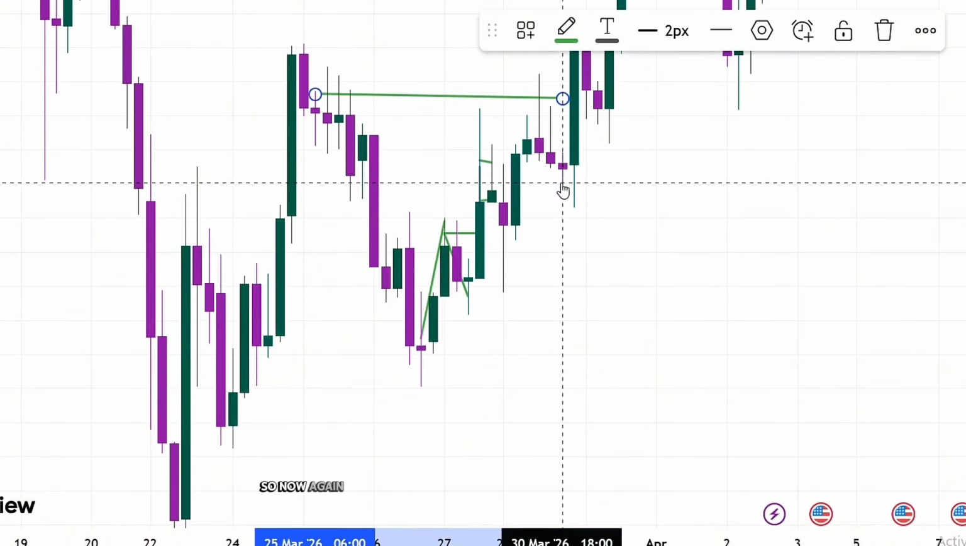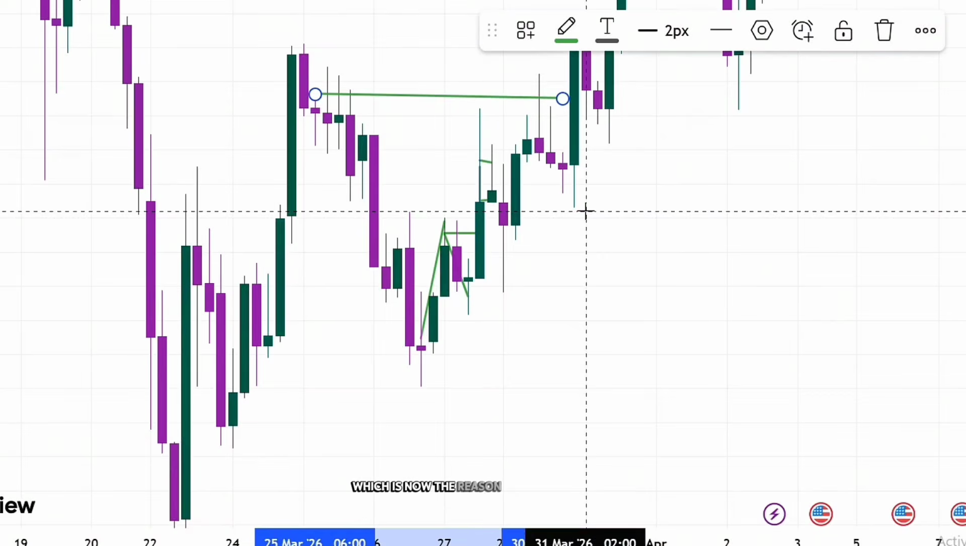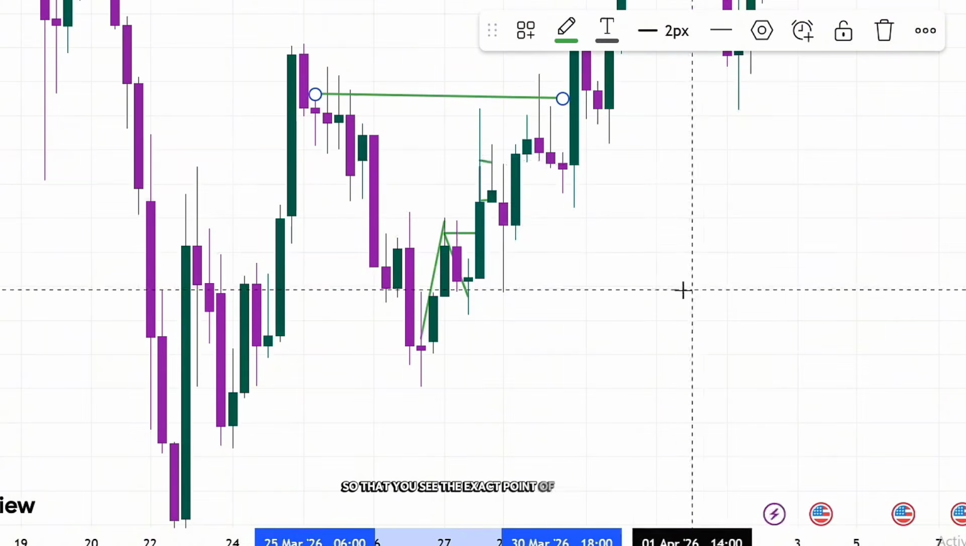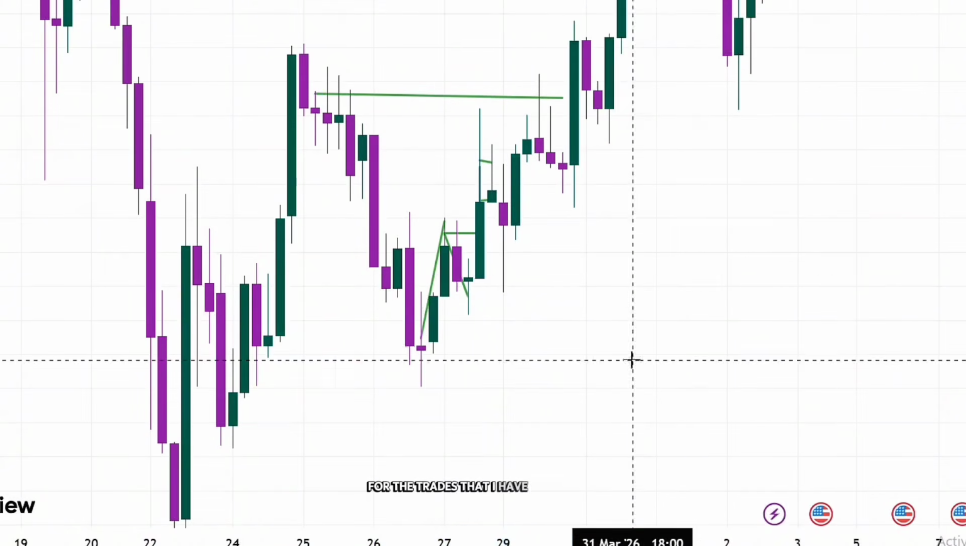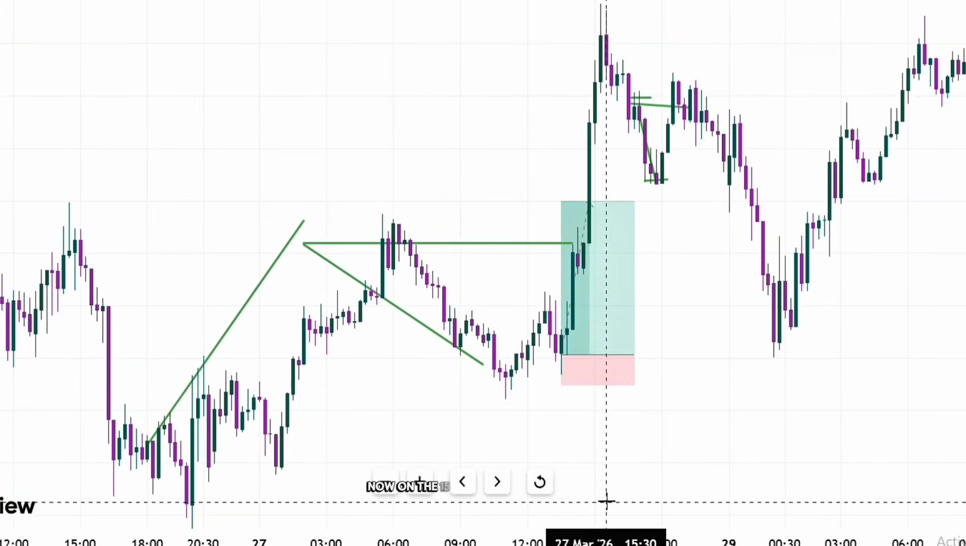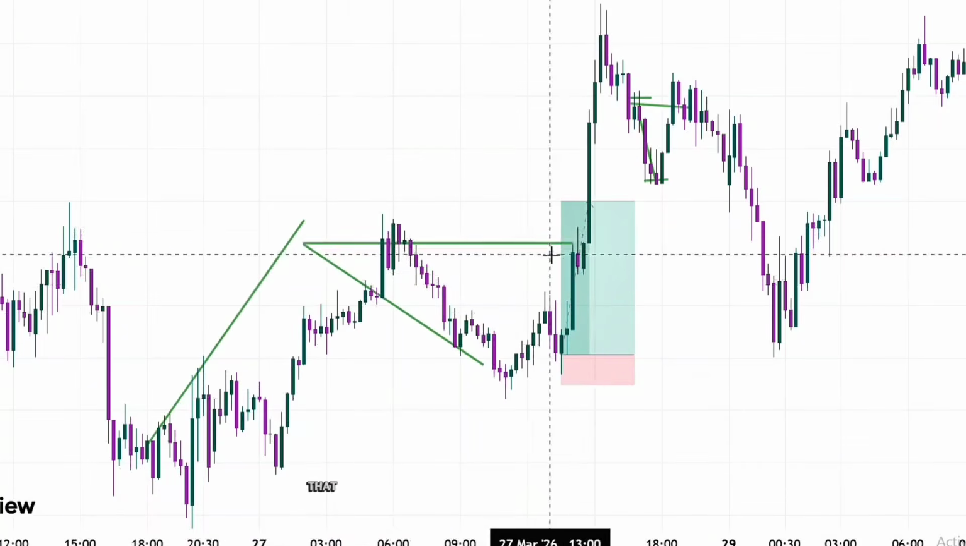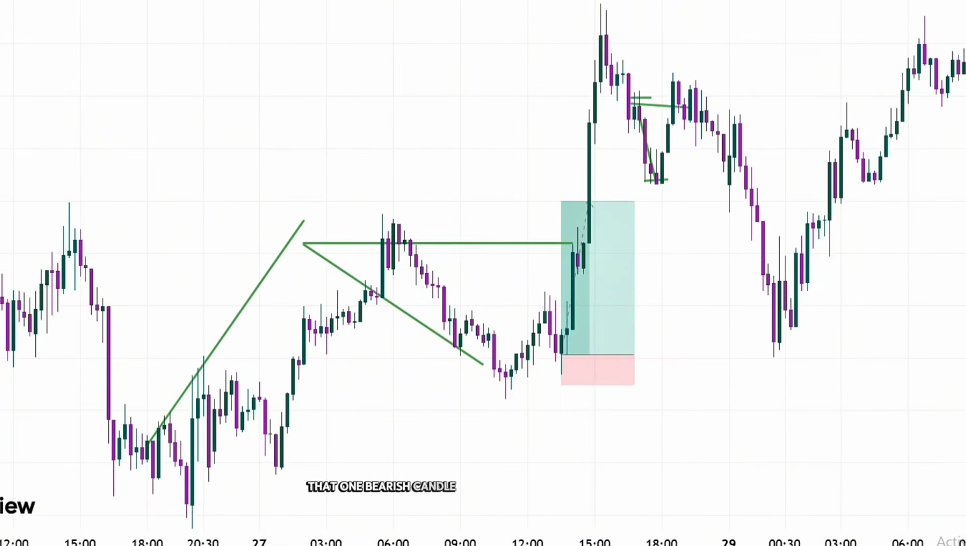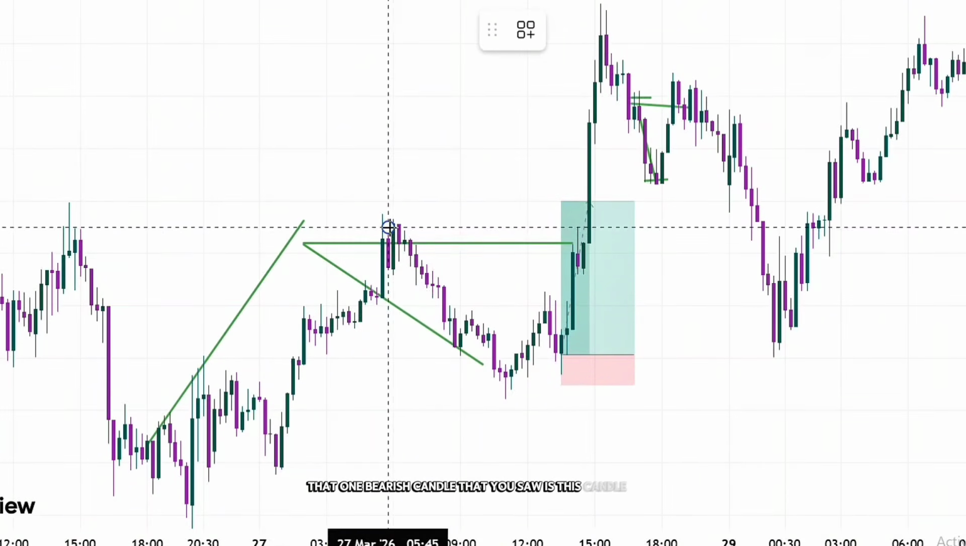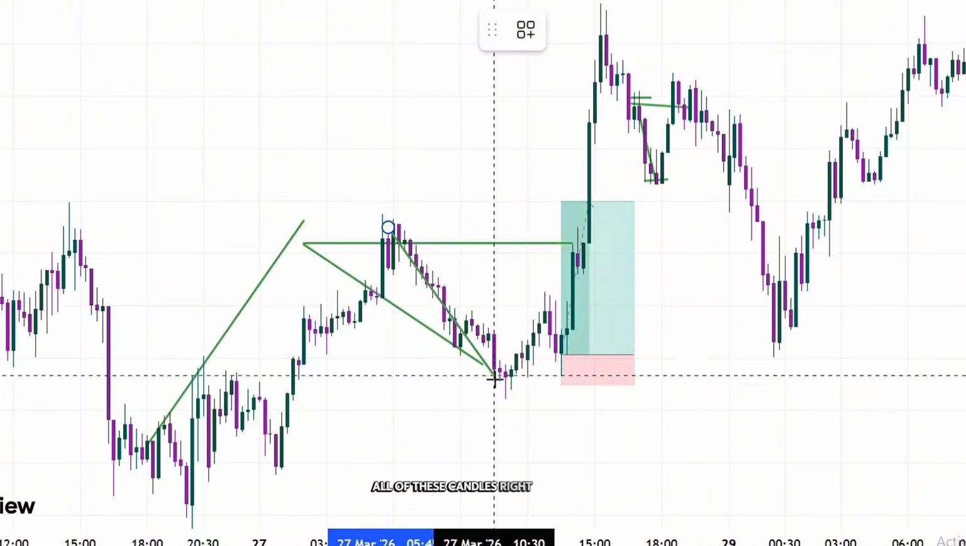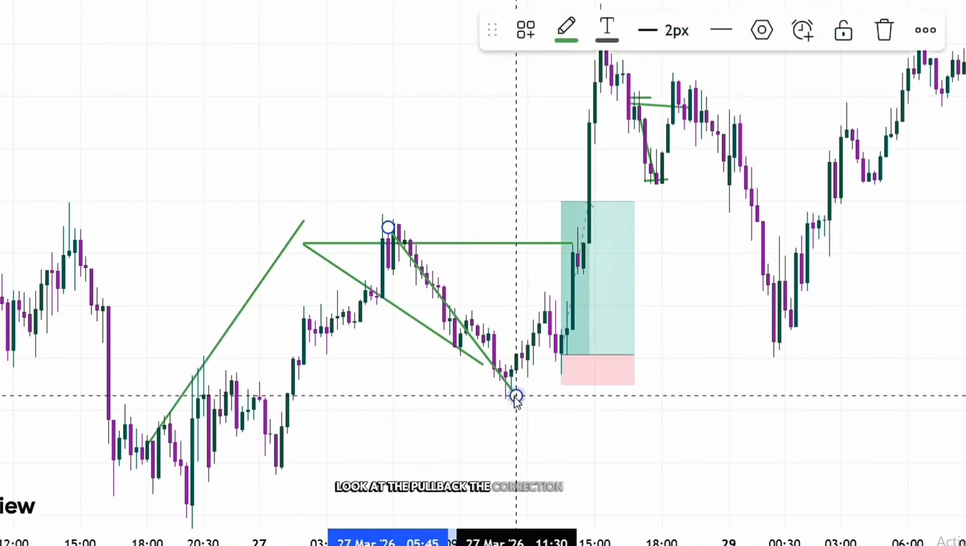So now again, you're going to notice where you now make entry, which is the reason at this point. Let's get again to the 15 minutes time frame so that you see the exact point of entry for the trade that I have taken. Now on the 15 minutes time frame, that one bearish candle that you saw is this candle, all of these candles right here. Look at the pullback, the correction.